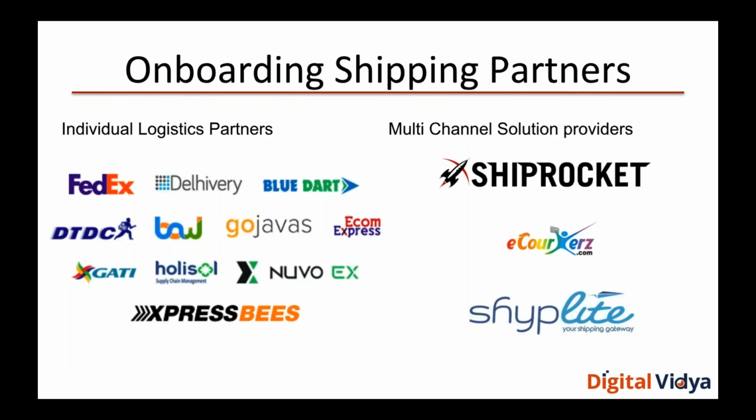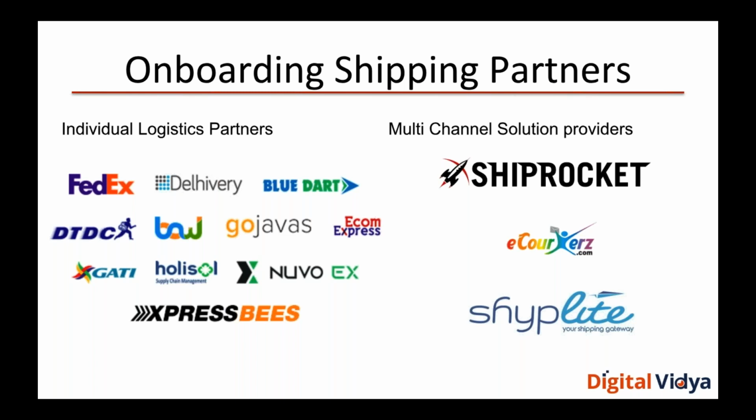Coming down to shipping, what are the different shipping logistics partners or solutions available? The top companies are FedEx, Delivery, Blue Dart, DTDC, then GoJavas, Ecom Express, Gati, Holisol, Express B, Nuvo, and many others. Now coming to multi-channel shipping solutions, the problem is when you go to a logistics company individually, like FedEx or Delivery or some other big company, they ask you for the volume. They ask what the number of monthly shipments is that you would be giving them. As per the volume, they will give you rates, which will always be on the higher side.